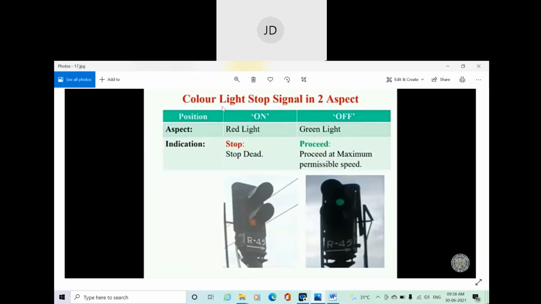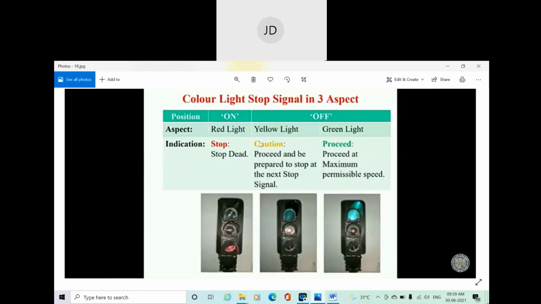When a particular color light stop signal is in two aspect, that means there are only two colors, two lights, red and green. Red and green are always fixed. Remember, red and green will be there, one for stop, one for proceed. Only the intermediate one may vary. Fine, this is for two aspect.